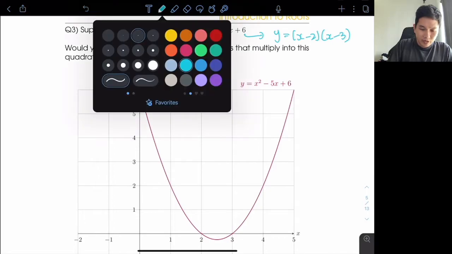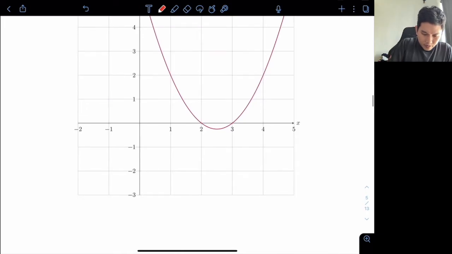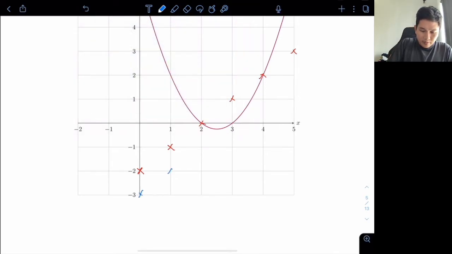So very quickly, let me just mark out the points for x minus 2. Let's use blue, I think. No, let's use red. So x minus 2 is going to have a y-intercept of -2. And then since the gradient is 1, it just goes up like that. This will be y equals x minus 2. And then for x minus 3, it'd be like this. This will be all the points.